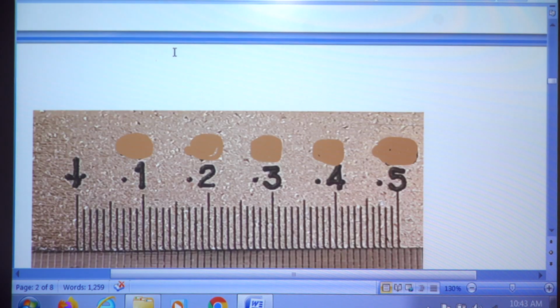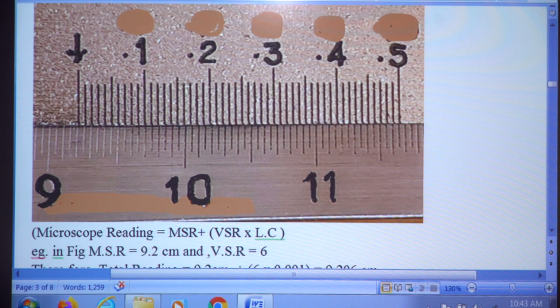When we are taking the microscope reading, we can see this on the microscope. This is the main scale of the microscope. Here we can see the readings 9, 10 and 11. From 10 to 11 on the main scale there are 20 divisions. So after 10 the divisions read 10.05, 10.1, 10.15. The value of 1 main scale division is 1 divided by 20, or 0.05.